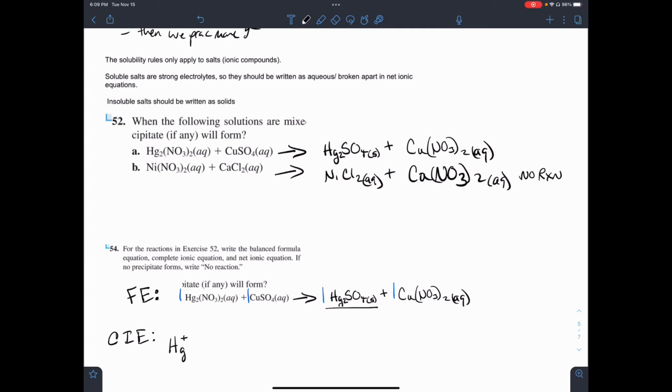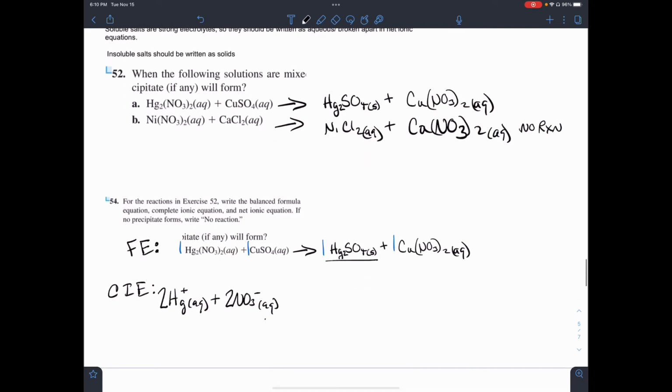I also have to balance the equation. When Hg2(NO3)2 comes apart, there will be 2 mercuries. It's not going to be a Hg2 molecule, so I won't write it as a subscript. There will be 2 of them, so I write it as a coefficient. And it's aqueous because it's in solution. Nitrate has a -1 charge. There will be 2 of those as well because of the subscript 2, and it should be aqueous as well.